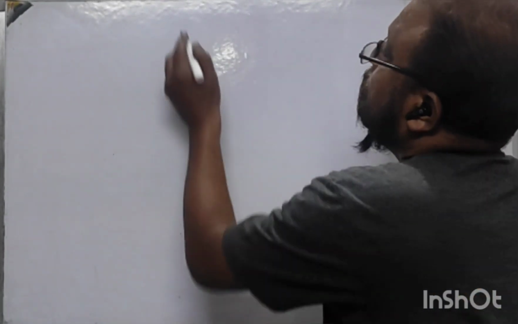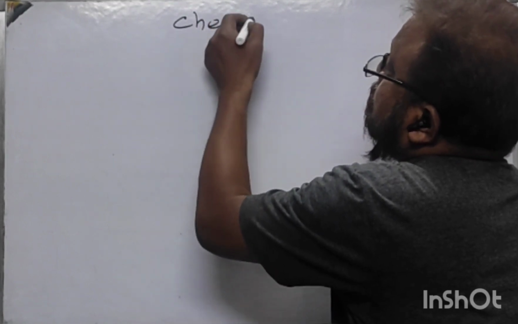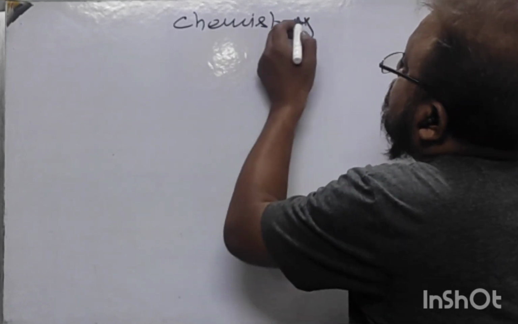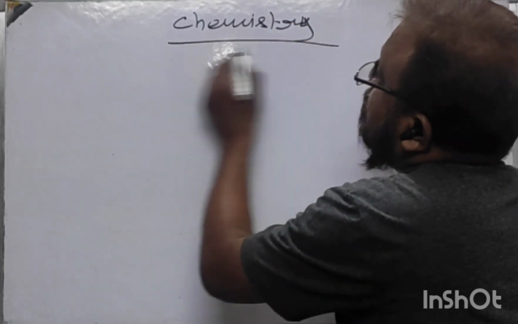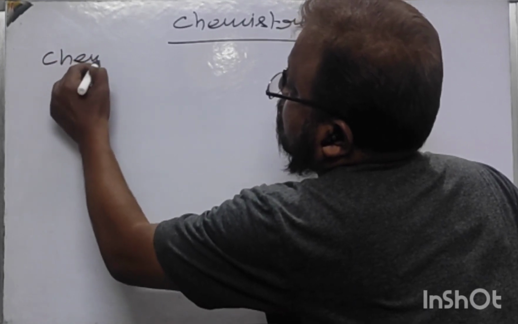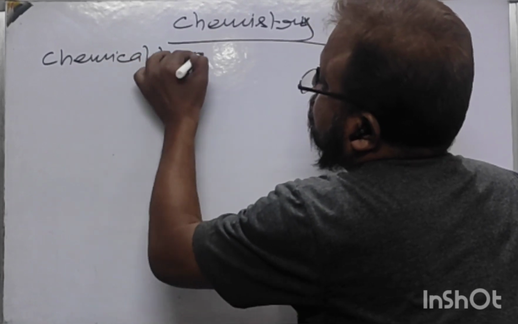Now we will talk about chemistry. Now we are studying chemistry, and in chemistry we are going to talk about chemical bonding, right?